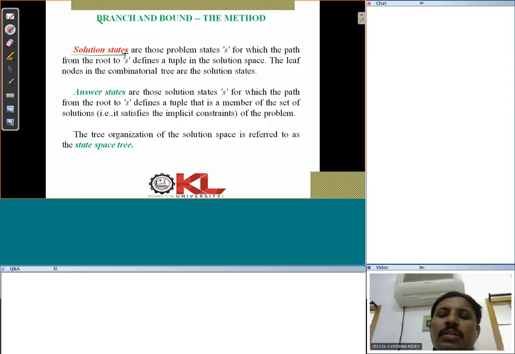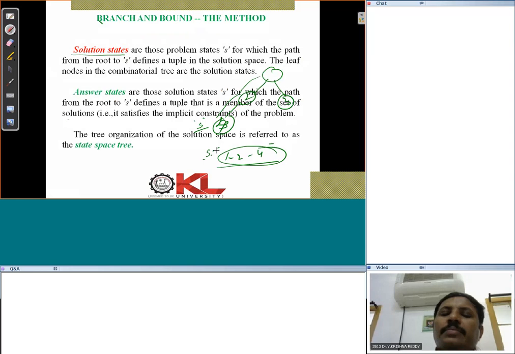Solution state is nothing but, in a state space tree, suppose some nodes are generated, this node I want to call as a solution state. It is nothing but the path from root node to this node, means 1, 2, 4. There is a path. Okay, this path is possible to represent by satisfying some condition. Then that is called a state space solution state representation.